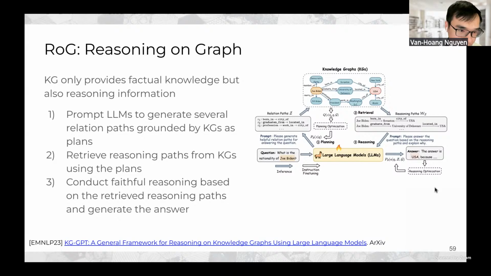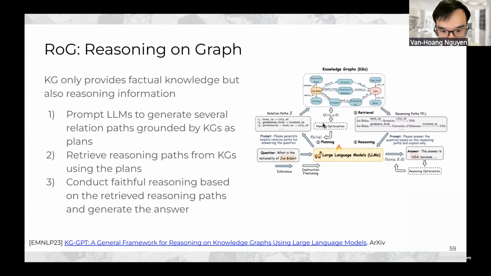First, RoG tries to prompt the LLMs to generate several relation paths that are grounded by the knowledge graph as the reasoning plans. And then from these reasoning plans, it tries to retrieve the reasoning paths from the KG. And finally, after retrieving the reasoning paths, it tries to conduct a faithful reasoning based on the retrieved reasoning paths and then generate the answer. We can take a look at the figure here.